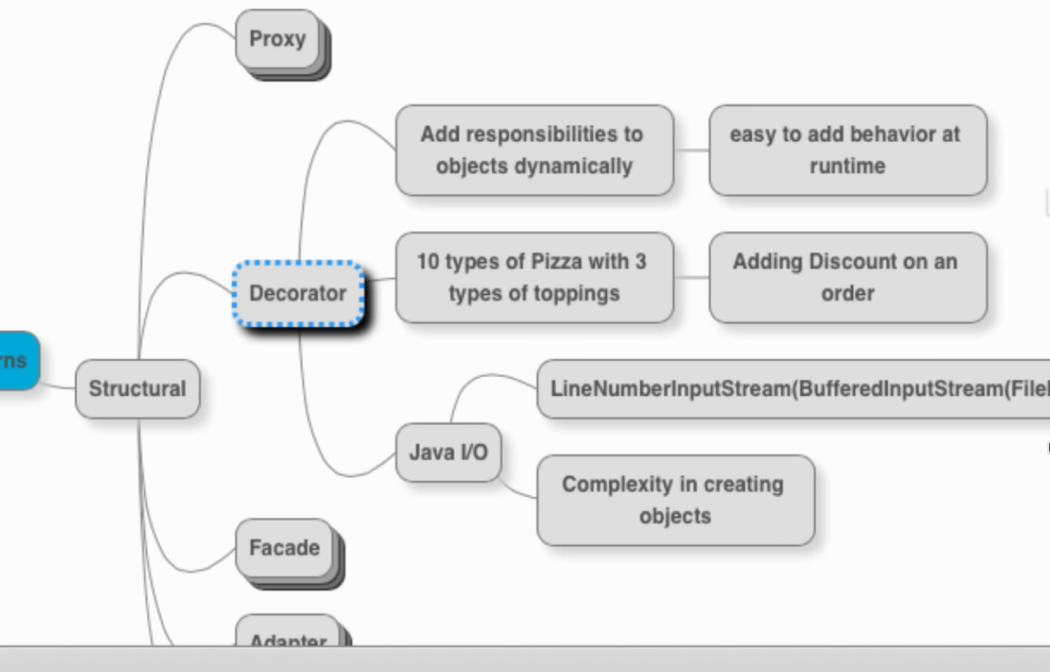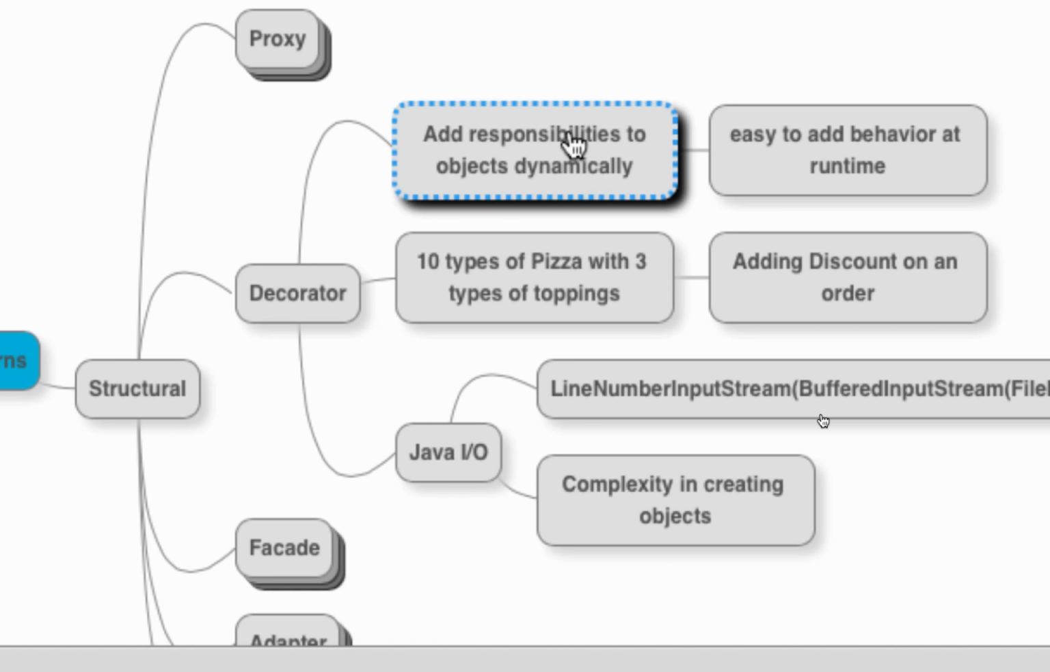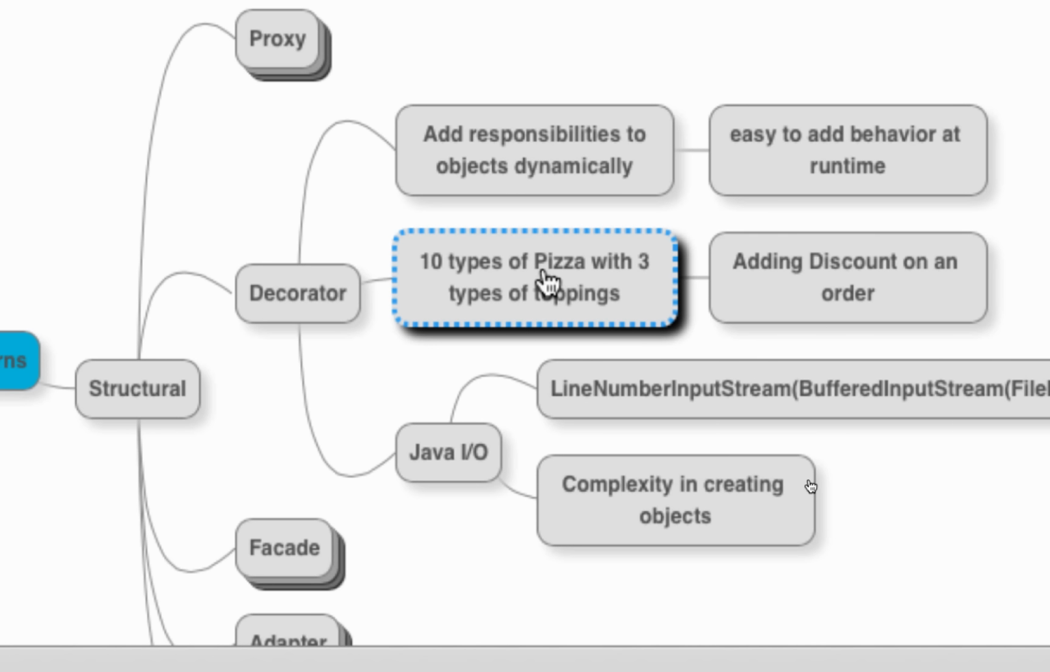Decorator pattern is a little complex to understand at first, but let's try and make it easy. If you look at the definition, it says add responsibility to objects dynamically. Probably at first glance, you would not understand it a lot. I would take an example.